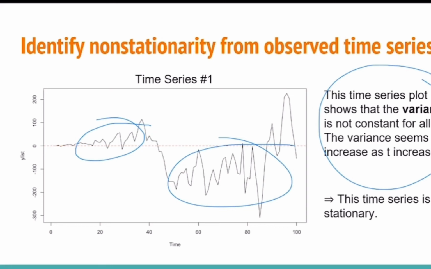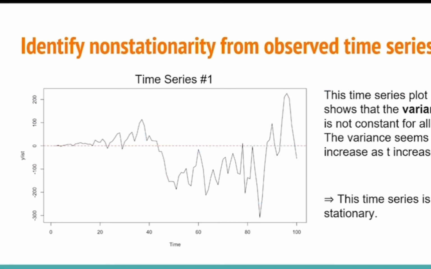Okay, it means the time series is not stationary. There's no form of stability here. As you can see, the variance is not the same over time. And don't forget, the requirement is that the variance should be the same over time. Take a look at that.